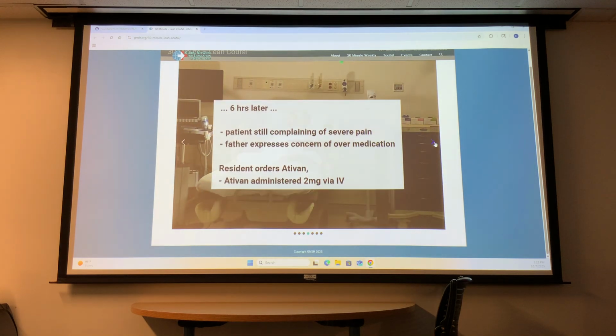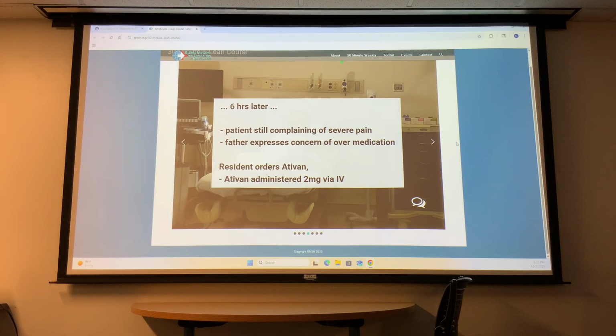Through an epidural. Was it not in the right spot? That would be a good assessment to look at, right? If you're increasing an epidural and you're not getting the expected results, the first thing you should think is it's not in the right spot, right? So 6 hours after that, she was still complaining of severe pain. Dad expressed the concern. They ordered Ativan, 2 milligrams IV every 2 hours. Okay.